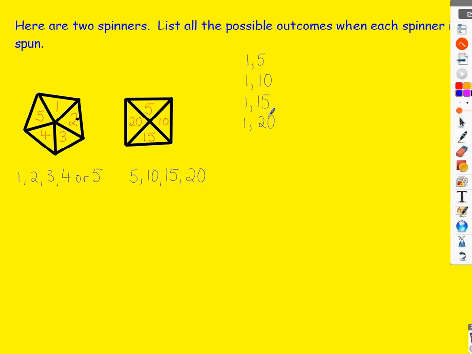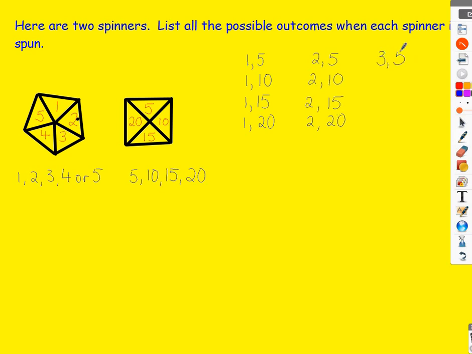So now we go on to the next number. The first spinner could land on 2. So I could have 2 on the first spinner and 5 on the second. I could have 2 on the first spinner and 10 on the second. 2 on the first spinner and 15 on the second. 2 on the first spinner and 20 on the second. That's all the options if the first spinner lands on 2, but the first spinner might land on the next number, which would be 3.